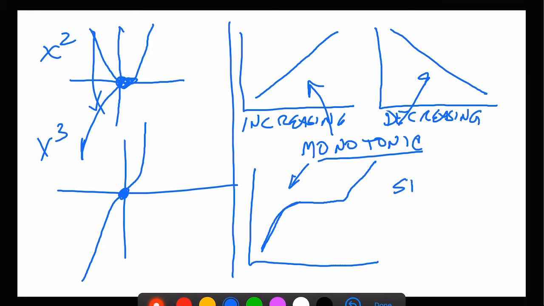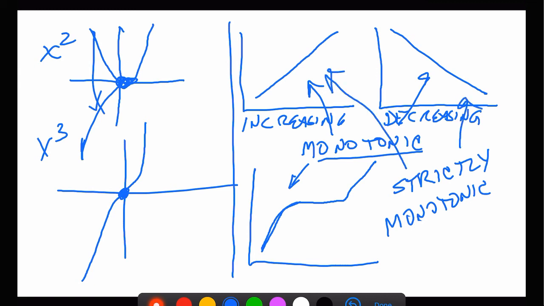Now there's also strictly monotonic, which means it goes up or it goes down but doesn't even pause. So these three are all monotonic, but only the two at the top are strictly monotonic. Do you like that? Yeah, figured you'd like that because it's so beautiful.